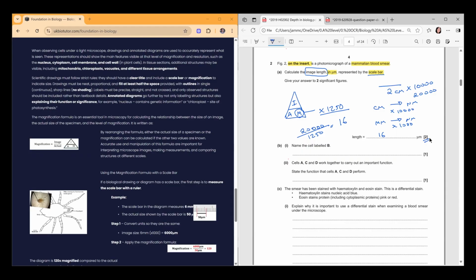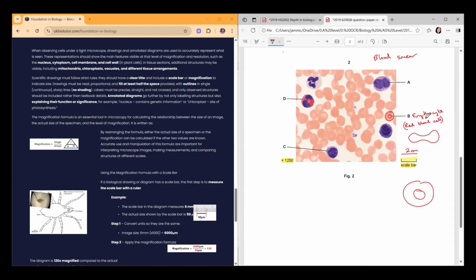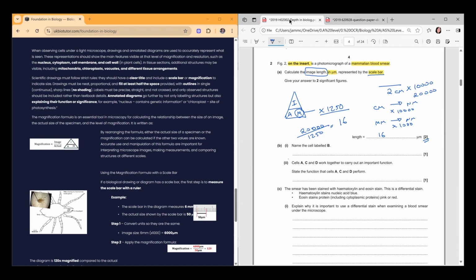Oh, and look at this question. The next question was about labeling B, which I'd already done when I looked here, I'd already labeled what B was. B is an erythrocyte. Now, it depends in the exam. Sometimes they will accept red blood cell, but some years they don't. So do be careful. Try to use the correct terminology when you are answering these questions because it will make a real difference to you getting the mark or not.